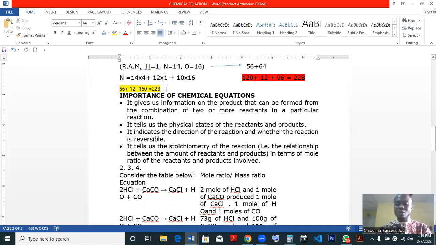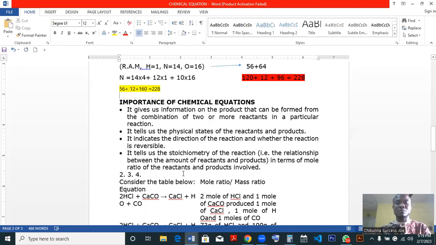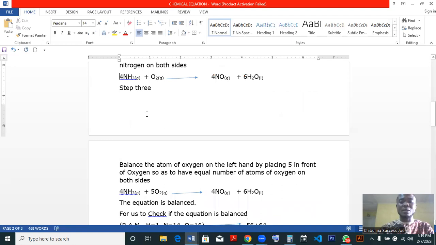Okay, now let's quickly go over the importance of a balanced chemical equation. It gives us information on the product that can be formed from the combustion of 2 or more reactants in a particular reaction. So a chemical equation gives us information on the product that is going to be formed from a particular reaction.